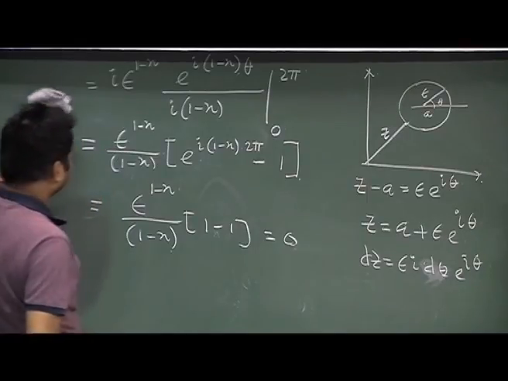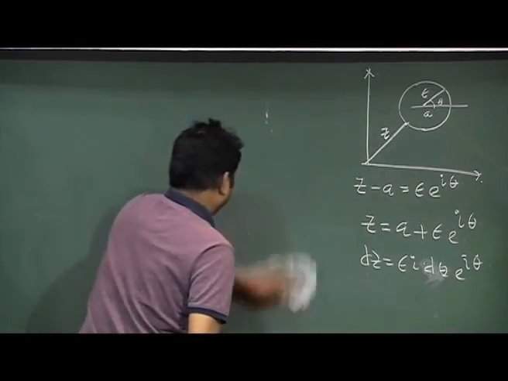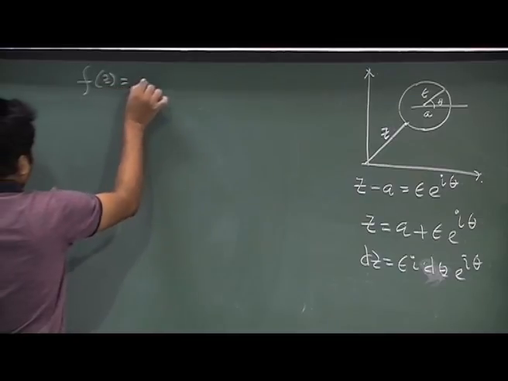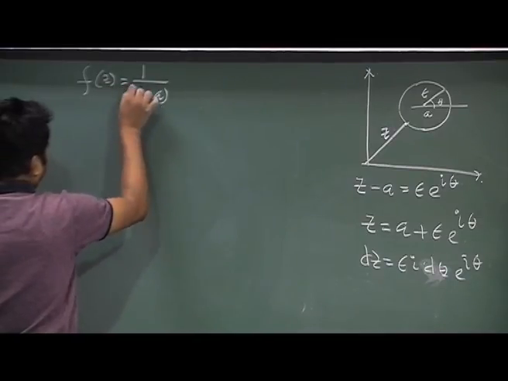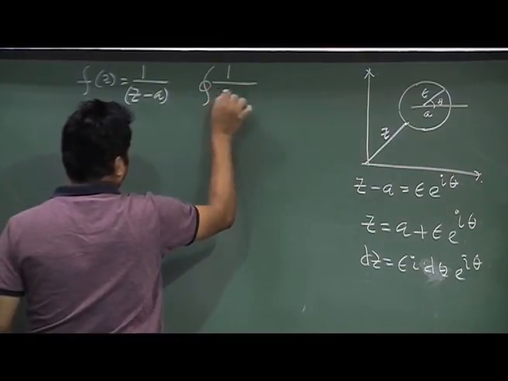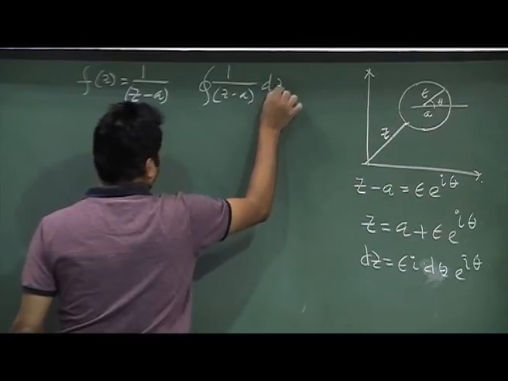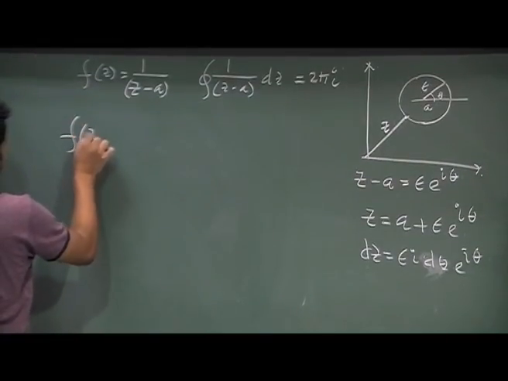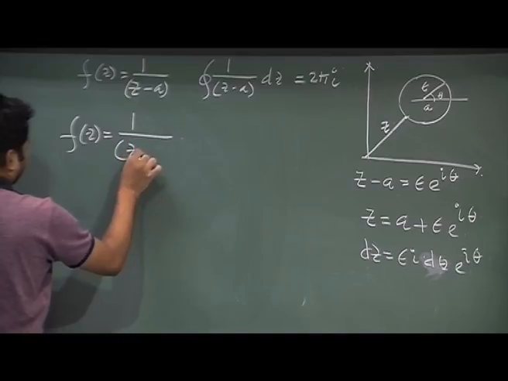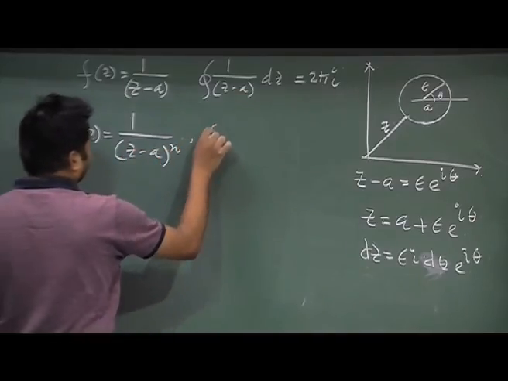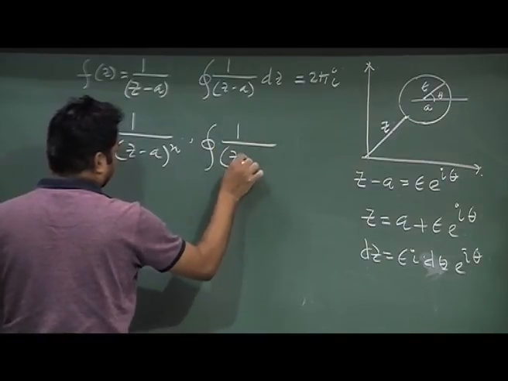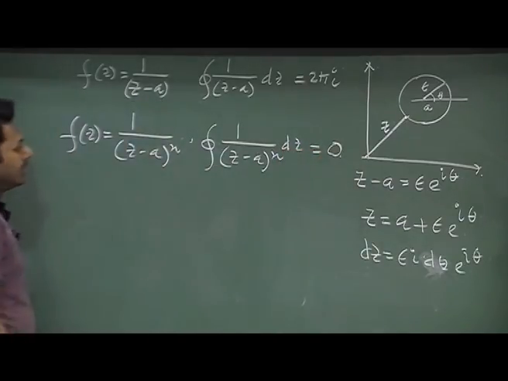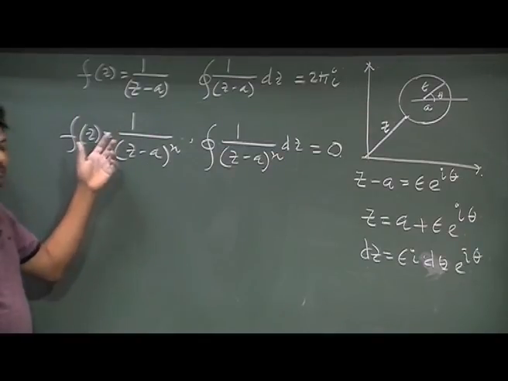So, let me summarize these things quickly. When my function f(z) was 1 divided by z minus a, when I calculate this quantity, I have 2πi as a result. When my function is (z minus a) to the power n, and when I calculate this quantity, 1 by (z minus a) to the power n dz, my result was 0.